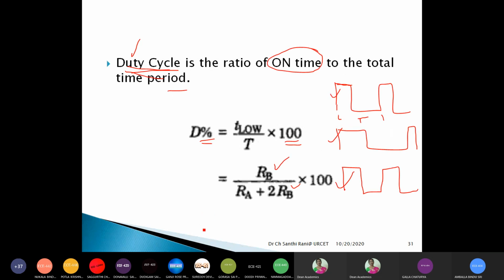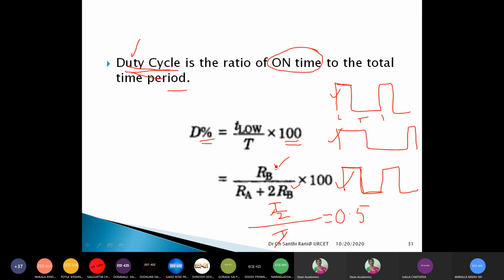If you observe this equation, RB by (RA plus 2 RB). If the duty cycle is 50%, what do we mean by 50%? On period 50%, off period 50%. That means T on is T by 2, half of T, divided by the total time period. So T gets cancelled. It will be 1 by 2, it is 0.5 or 50% duty cycle, right?